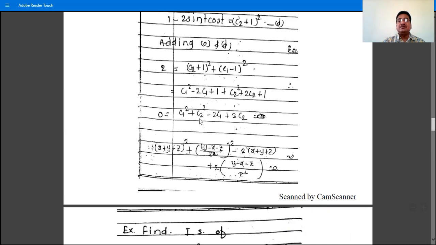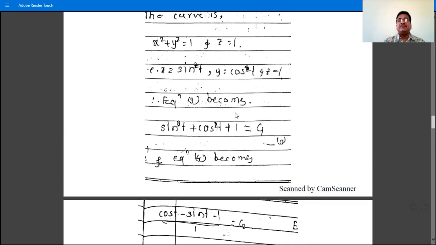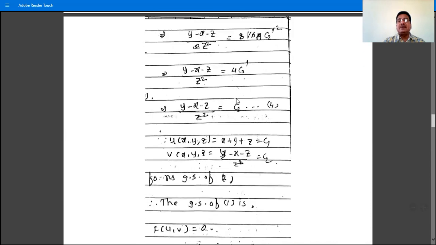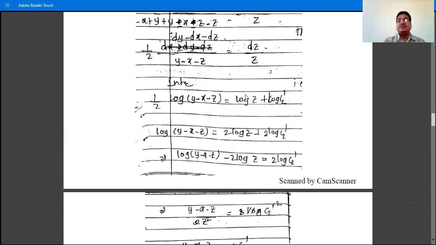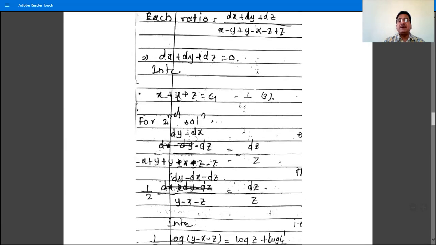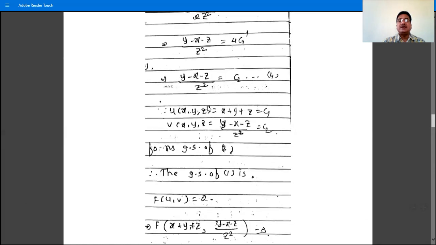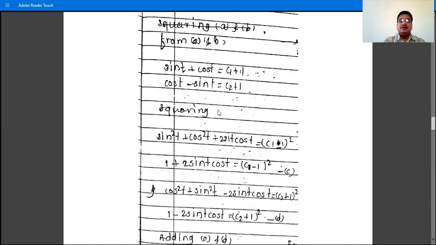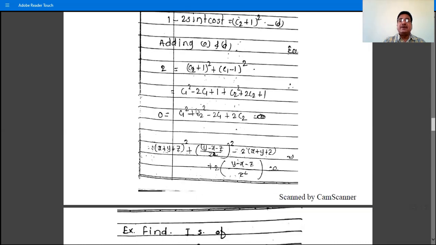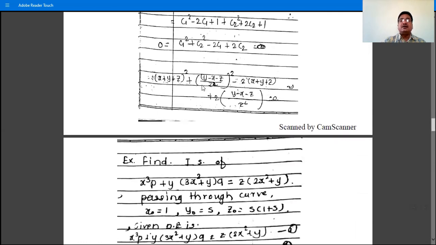Just substitute the values of c1 as x plus y plus z from equation number 3, and c2 from equation number 4 as (y minus x minus z) by z square in this relation. Substitute c1 and c2. So we have this, and this is the required integral surface, that is the integral surface passing through the given curve.